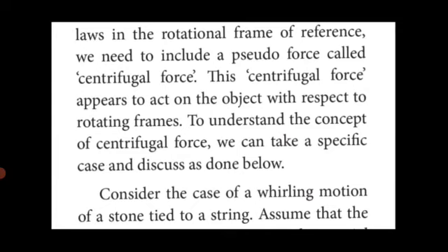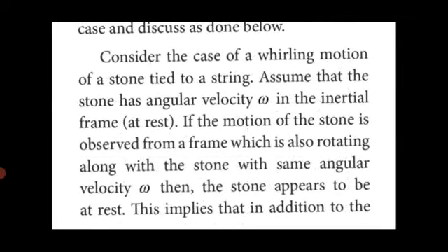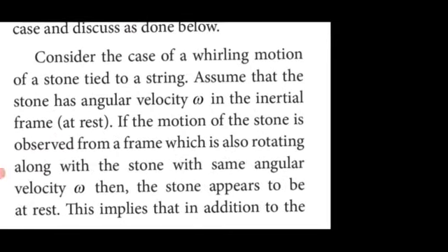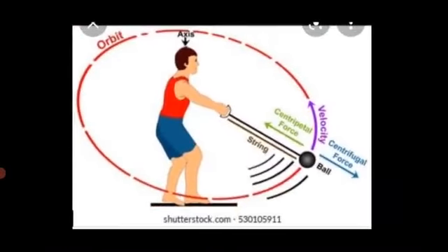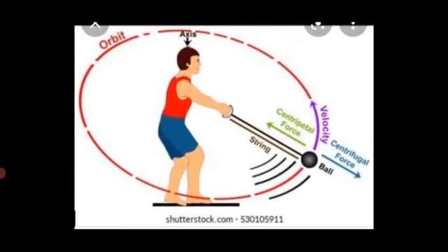To understand the concept, consider one example, the whirling motion of a stone. I'll show you the picture. See this picture, whirling motion of a stone tied to a string. Assume that the stone has an angular velocity omega. In the inertial frame, it is at rest. If the motion of the stone is observed from a frame of reference which is also rotating along with the stone with the same angular velocity omega, then the stone appears to be at rest.